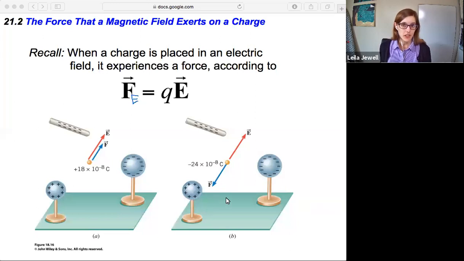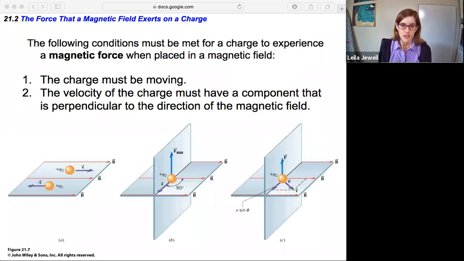But that's about our only parameter, the charge. If it has charge, it will experience a force in the electric field. Turns out with the magnetic field, it's not quite so simple. A charge placed in a magnetic field only experiences a force if the following two conditions are met. One, the charge needs to be moving. You can't just have a stationary charge. If the charge is stationary, it's not going to feel a magnetic force.